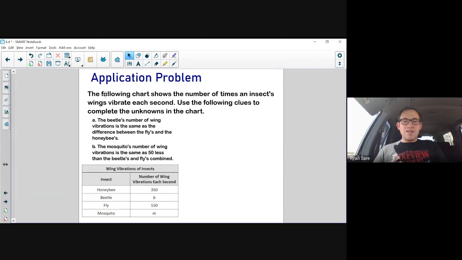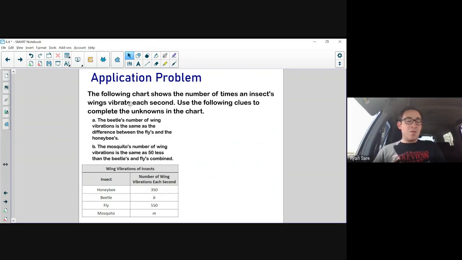The question reads, the following chart shows the number of times an insect's wings vibrate each second. Use the following clues to complete the unknowns in the chart. Part A, the beetle's number of wing vibrations is the same as the difference between the flies and honeybees. The mosquito's number of wing vibrations is the same as 50 less than the beetles and the flies combined.